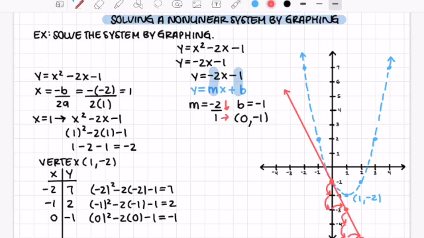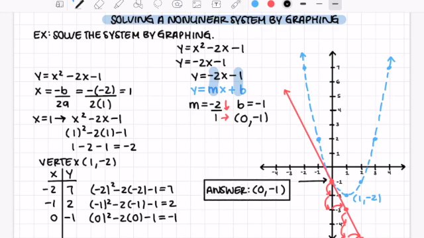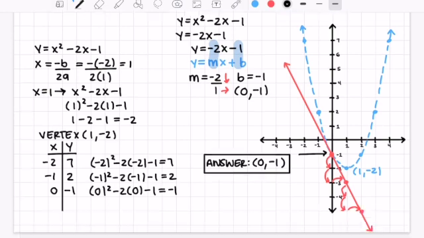So we know for sure that the linear equation and the parabola definitely intersect at 0, -1. So that would be our final answer. Our answer would be 0, -1. Done. Okay, so that's the first method, solving by graphing.